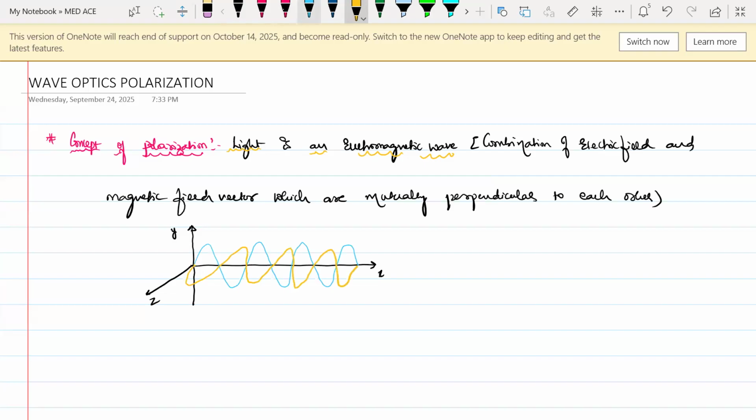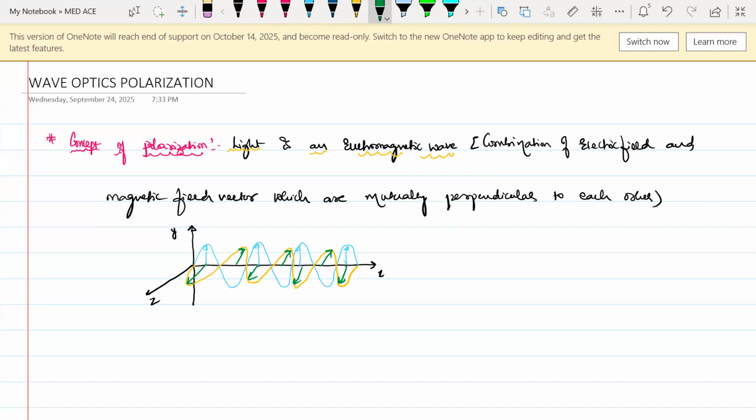So that means the electric field vector is along the y direction like this. The arrow mark is in the y direction. Whereas the magnetic field vector, if I say this vector is like this one, here it is like this, and here it is like this.